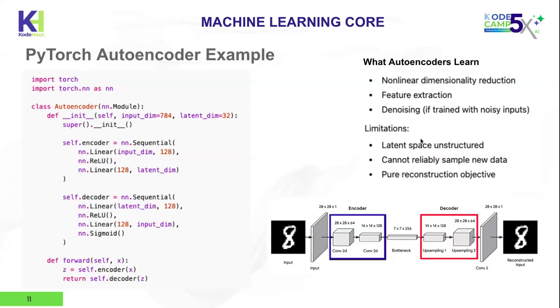But the limitation with the autoencoder is that the latent space is unstructured, unlike typical ones that we know, and it cannot reliably sample new data. If you give it new data, it's probably going to overfit on old data, and it has a pure reconstruction objective. So this is also another example where you pass an input.